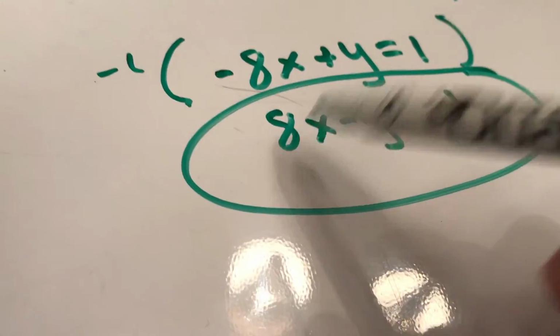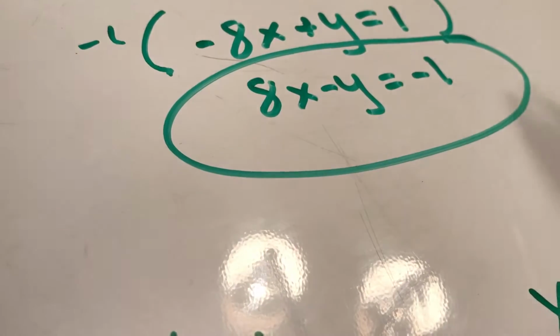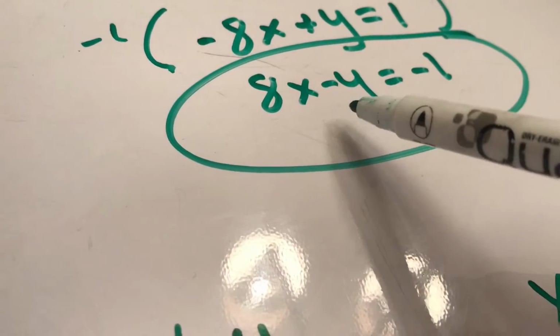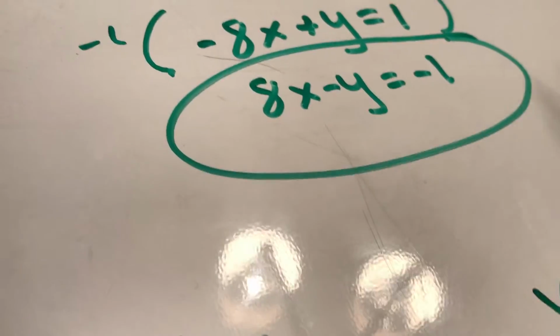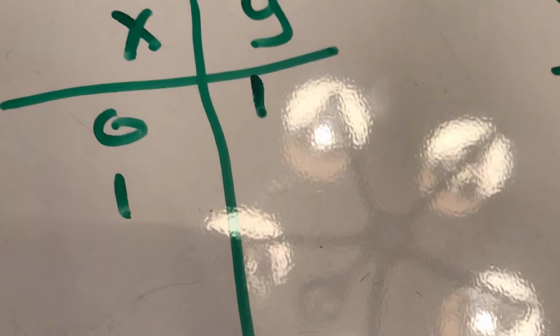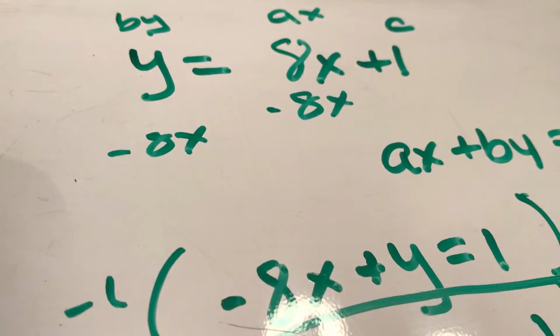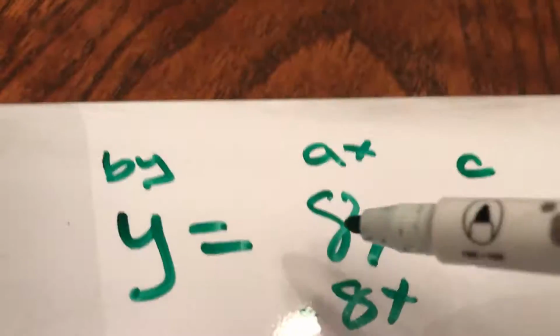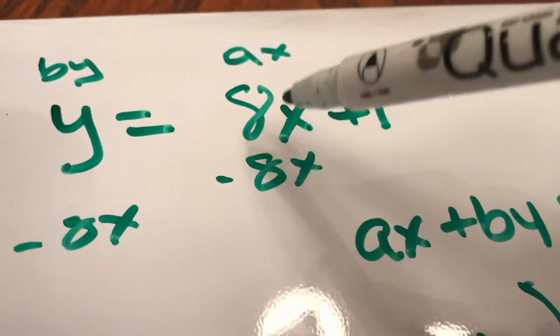So let's try that. 8 times 0 is what? 0. Okay, minus y equals -1. So negative y equals -1. Obviously that's going to be y equals 1, right? Okay, so 0, 1. That's going to be our first solution. Does it work in the original, y equals 8x plus 1? We're going to take away 8x because we remember x is 0. So this whole thing is gone. Positive 1. y equals 1. And yes, that is exactly the same.